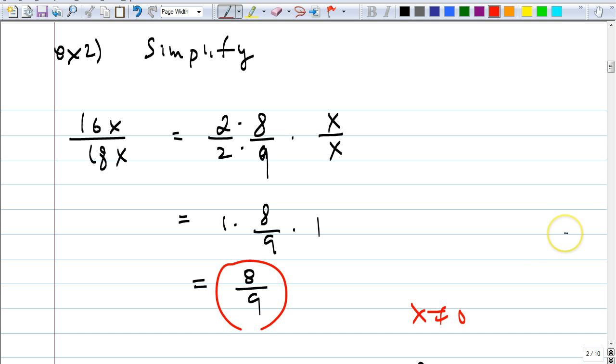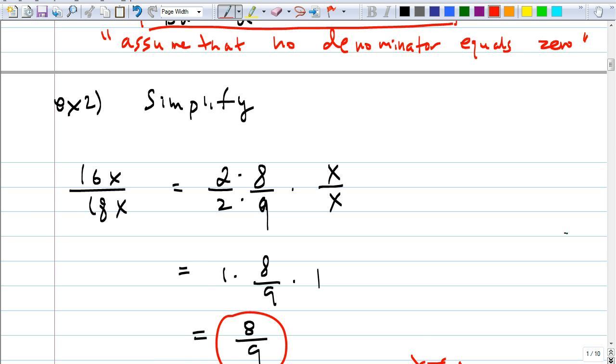But for tonight's homework, they're going to be really, really nice. They're going to say something like this. What do you think this means? Assume that no denominator equals 0. You're going to like this statement. Why do you think this statement is nice? Michael? You don't have to write restrictions.